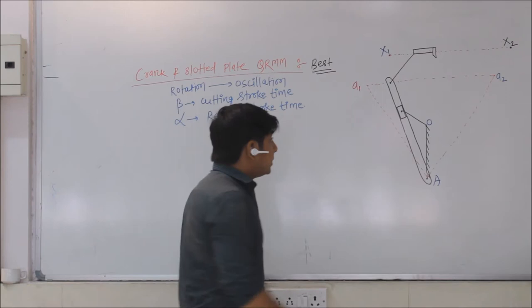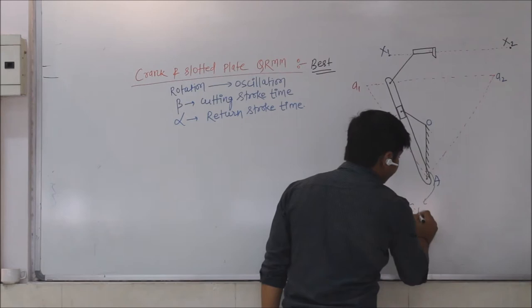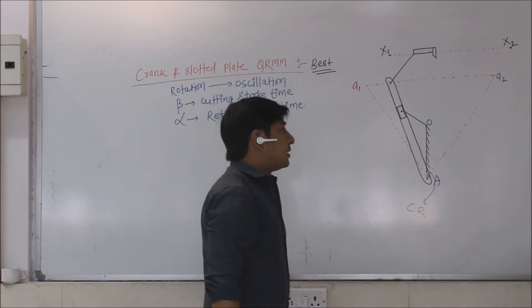This is the slotted plate. You can see this one. This is the connecting rod. I'm writing here, this is CR, connecting rod. This is the crank. Okay, this is the crank. Now, what is the function?